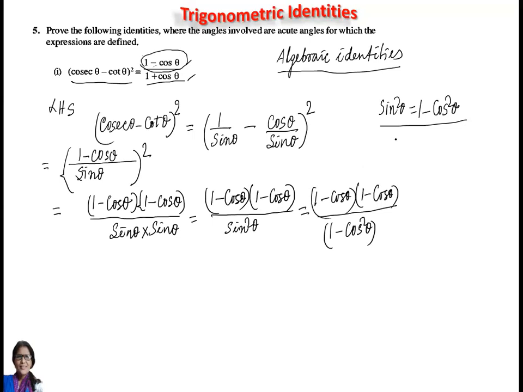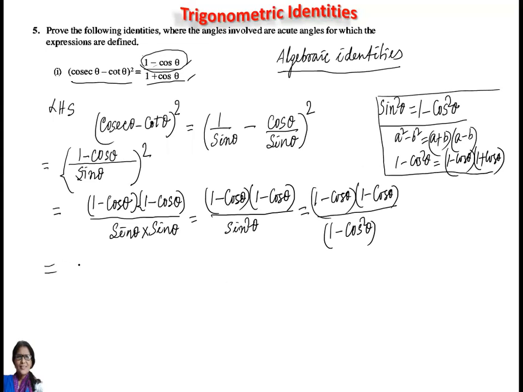Next, I'll go for algebraic identities. What is it? a square minus b square is equal to a plus b multiplied by a minus b. So I'll write 1 minus cos square theta is equal to 1 minus cos theta into 1 plus cos theta. So immediately you can recall this, then only you will feel easy. So in the next step, I'll write 1 minus cos theta into 1 minus cos theta, and the denominator I'll split into factors: 1 plus cos theta multiplied by 1 minus cos theta.